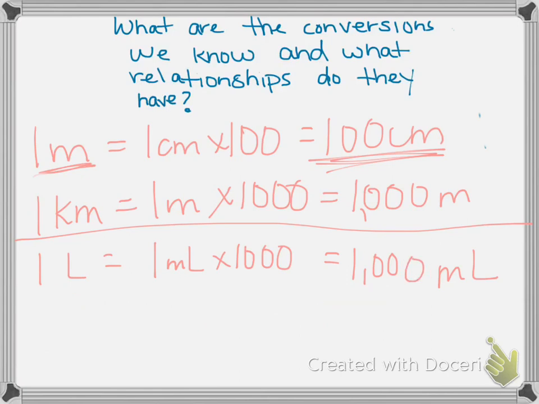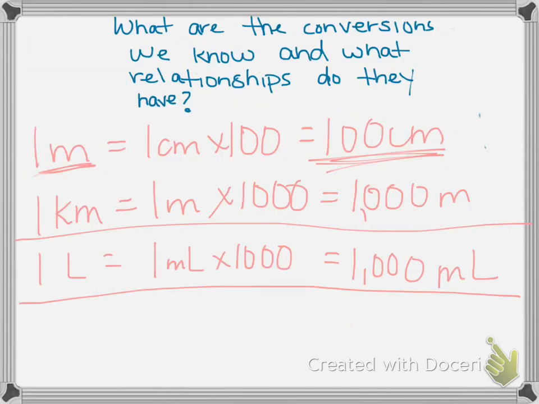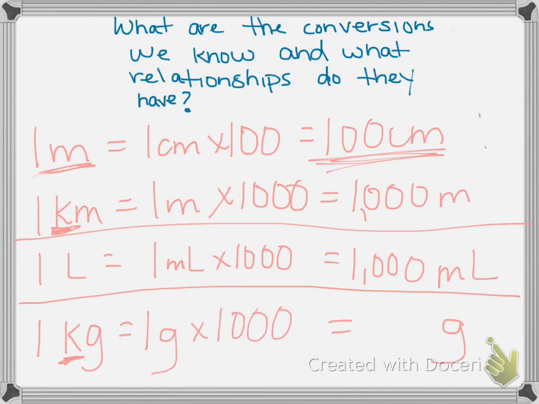Okay. And then, so we did length, we did capacity. Now we're going to go ahead and do mass. So for mass, we talk about kilograms. So we're going to do our larger unit, which is 1 kilogram. Kilo. Thinking of that, 1,000. Okay. And I want to get to grams. And in order to get to grams, I need to take 1 gram and multiply it by 1,000. And that would get me my 1,000 grams.